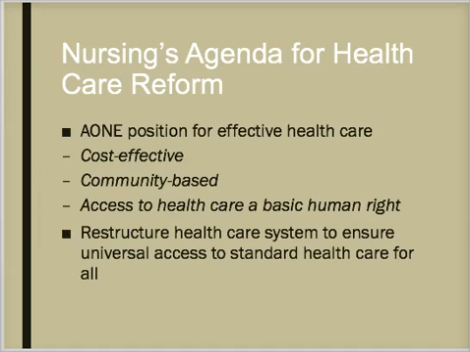Nursing's agenda for healthcare reform includes that effective healthcare should be cost-effective and community-based. Access to healthcare is a basic human right, so we need to restructure the healthcare system to ensure universal access to standard healthcare. Access should be affordable, available, and acceptable. Community nursing is a shift from the centralized biomedical model to a community-based holistic model. This will help control cost.